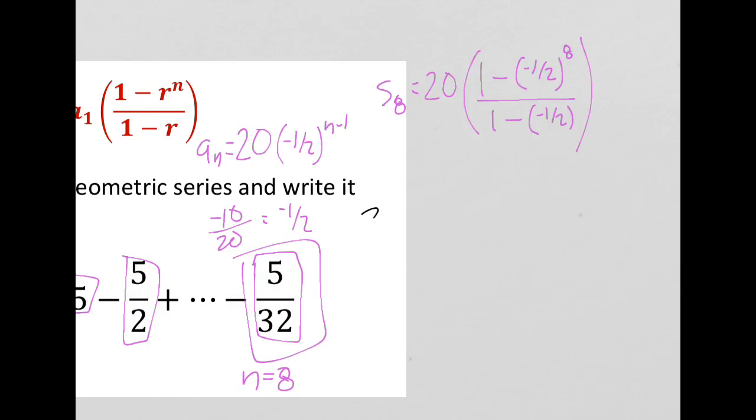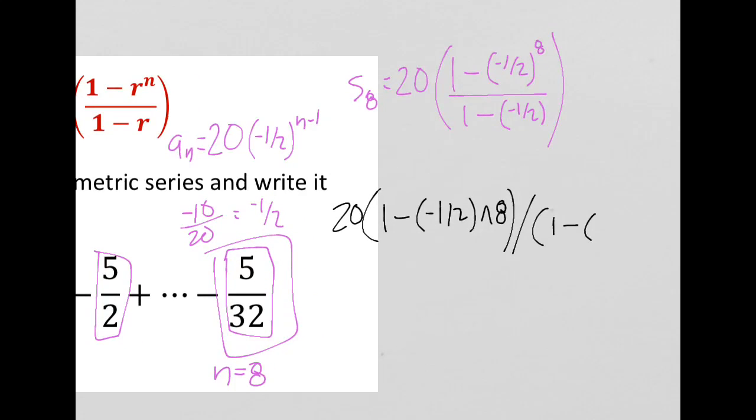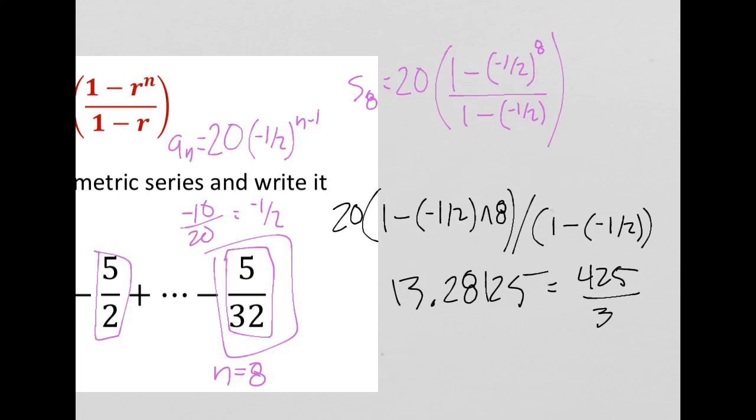I would type this as 20 parentheses for the numerator, 1 minus parentheses negative 1/2, close the parentheses, caret 8, close the numerator, divided by parentheses 1 minus parentheses negative 1/2, close your fraction, close your denominator, type that in, and you'll have your answer. And your answer should be 13.28125, which is equivalent to 425 divided by 32.